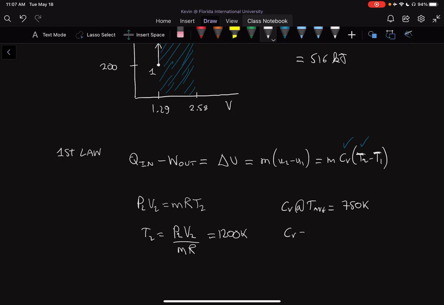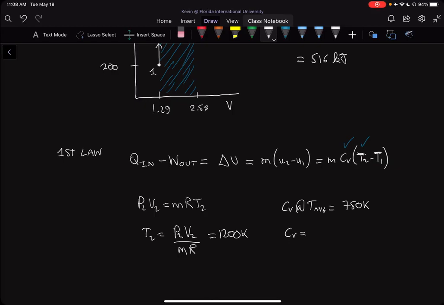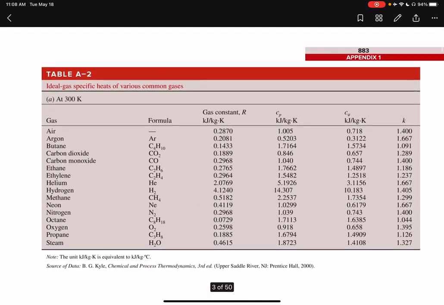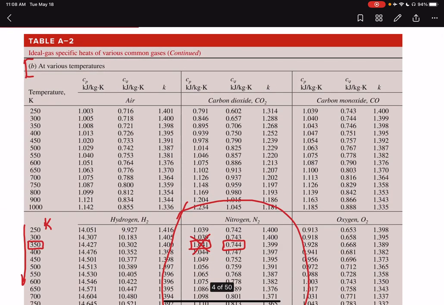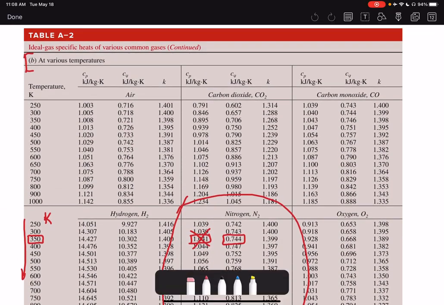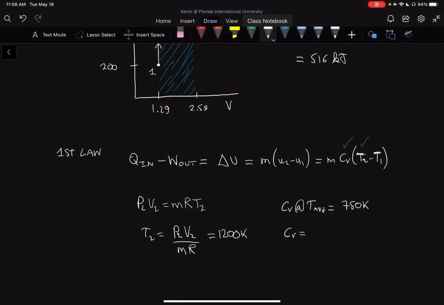So CV for this would be equal to, let's go to our table to look it up. Table A2 for gases at different temperatures. We go to air, which is on the top left here, and we're going to look for air at 750, and we find that CV is equal to 0.8. Okay, so we're going to write CV is equal to 0.8. Very easy. We actually had the spot on value here. And then it's just about solving the problem.